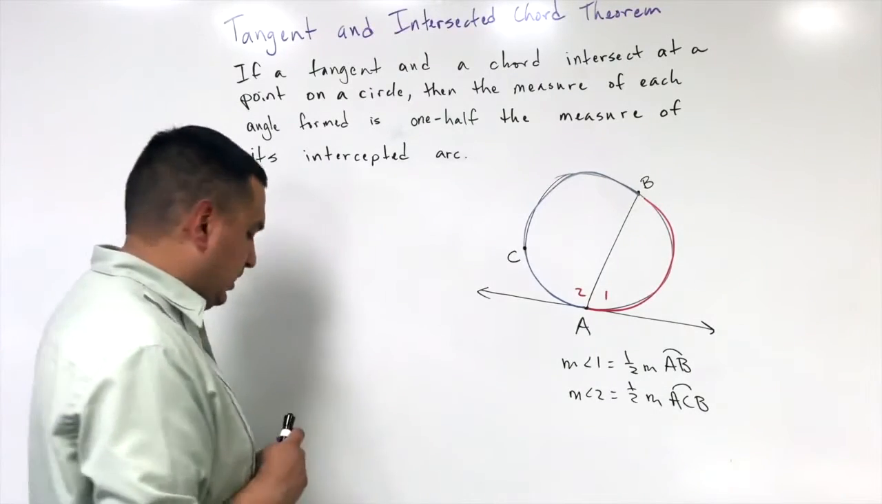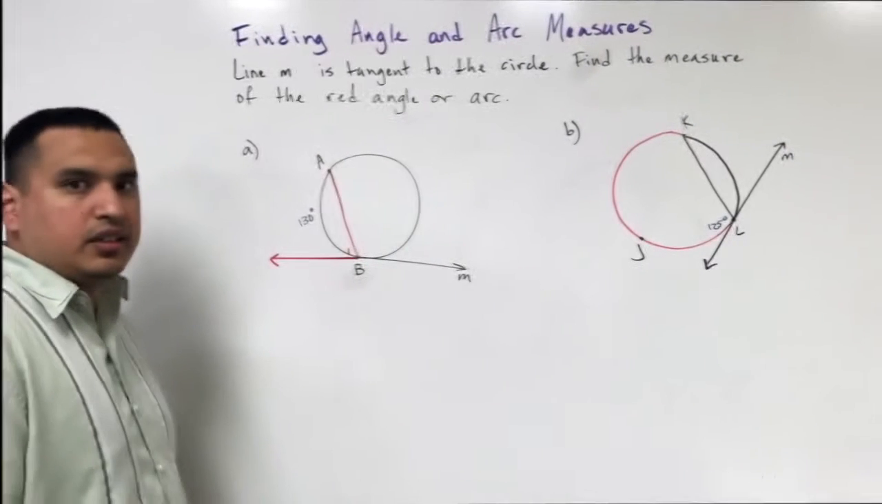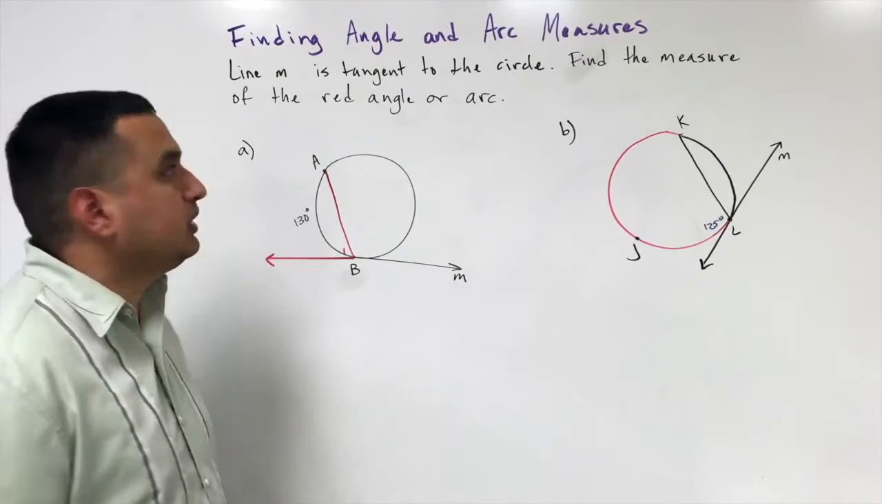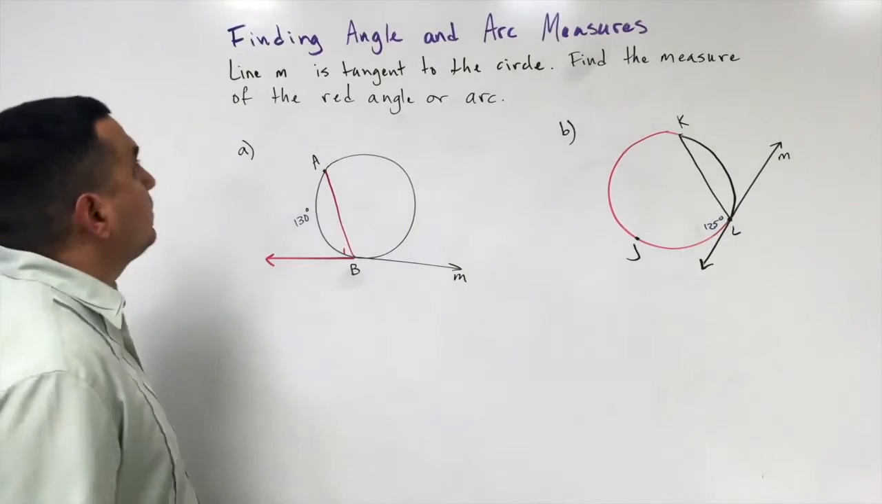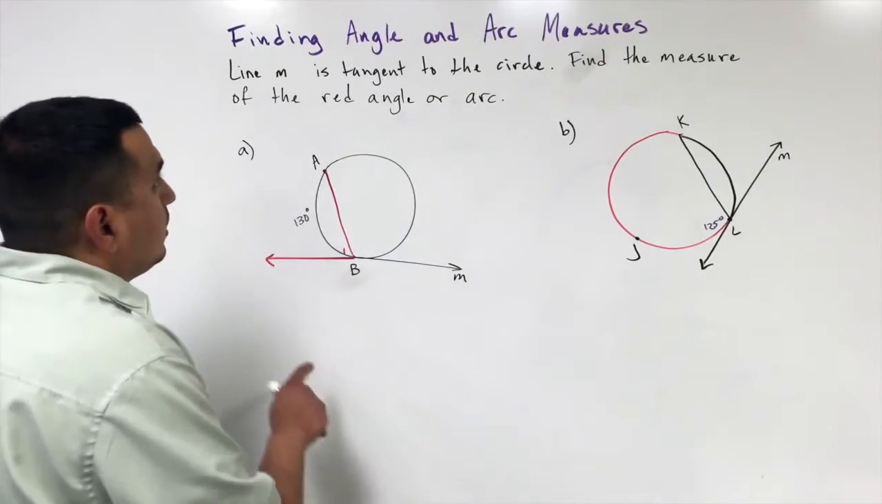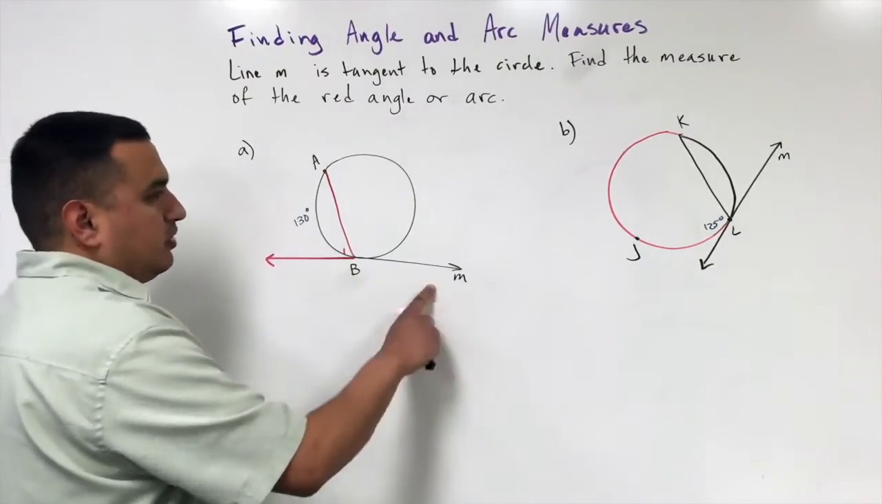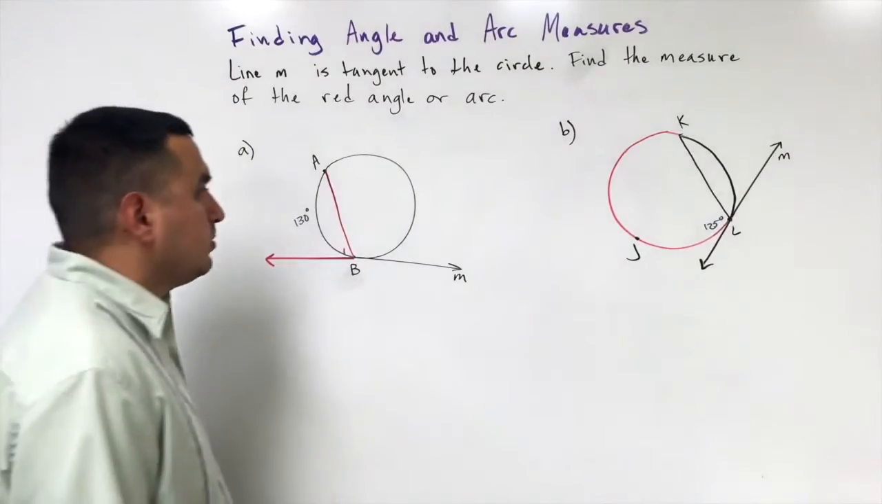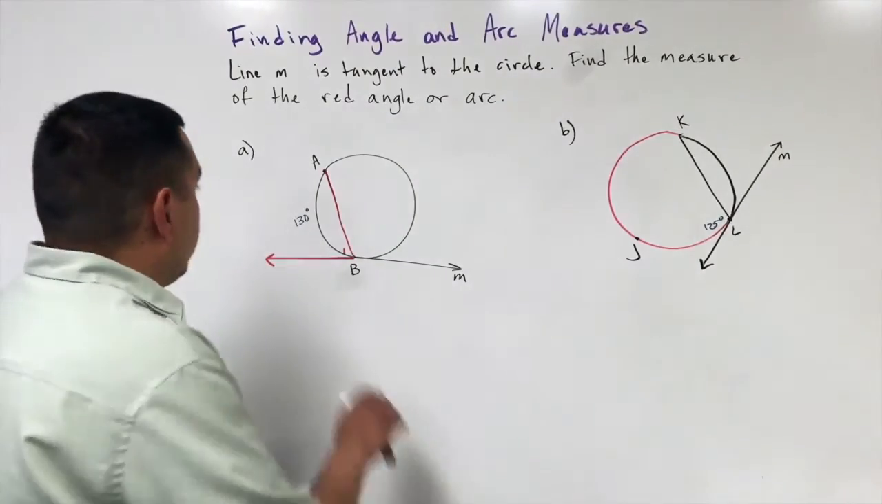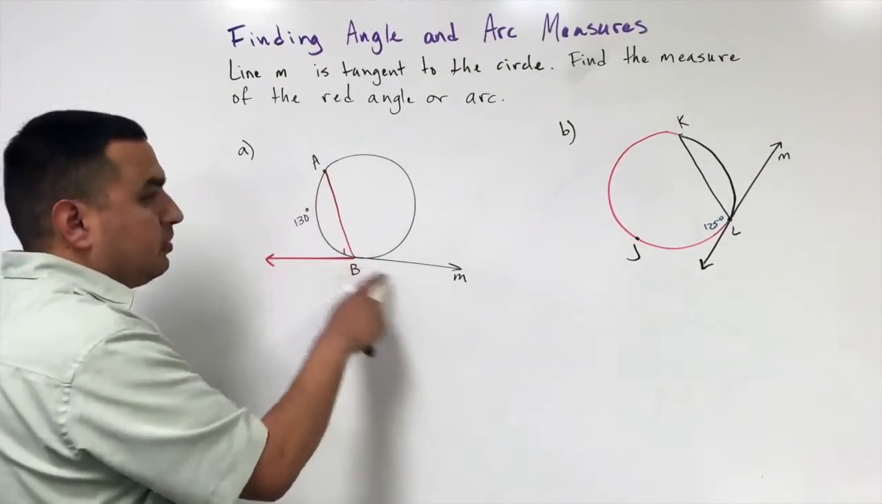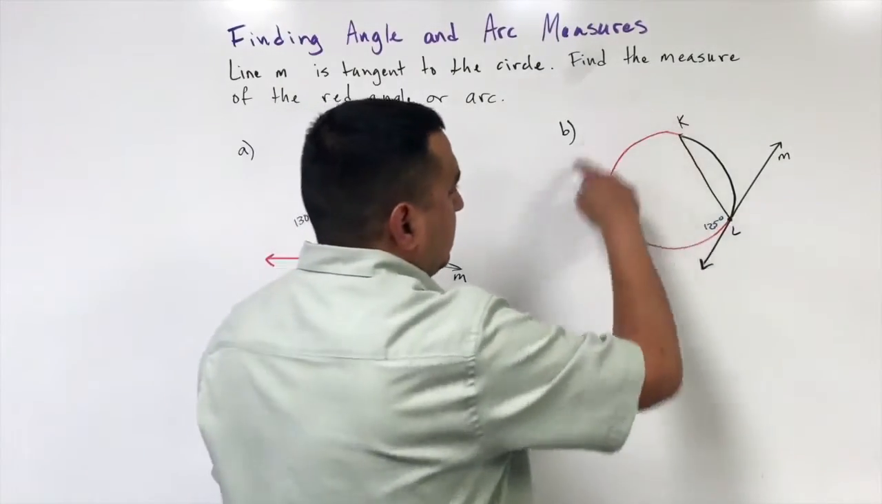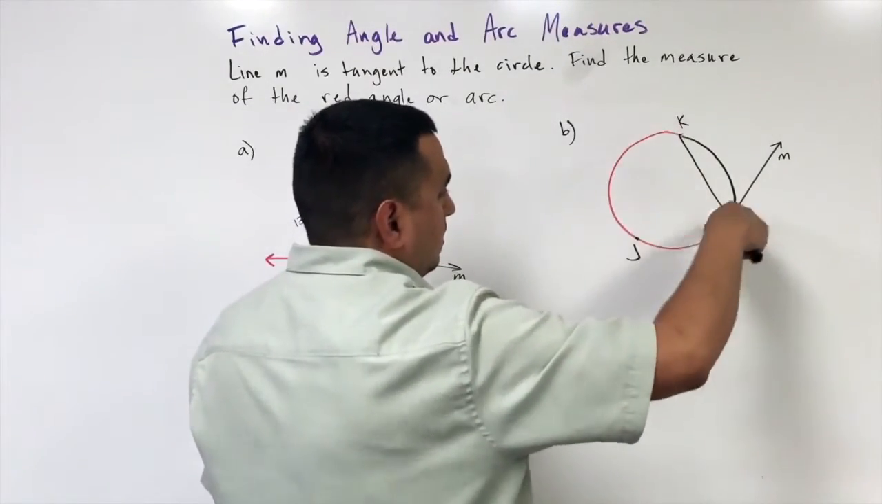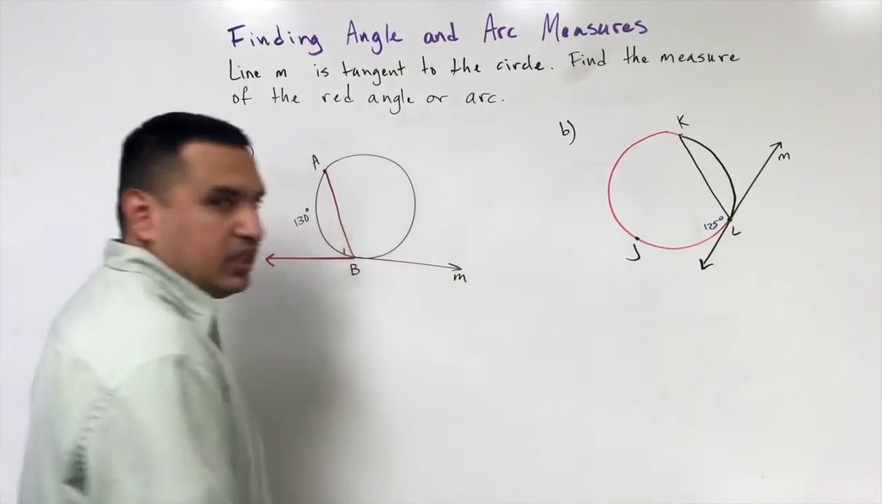All right, let's look at what that looks like on an example. We have these examples to look at. The given information says that line M is tangent to the circle. So this is tangent here, and this is tangent here. And we want to find the measure of either the red angle or the red arc. For example A, I'm going to look at this angle 1. And for example B, I'm going to look at this arc here, arc LJK.